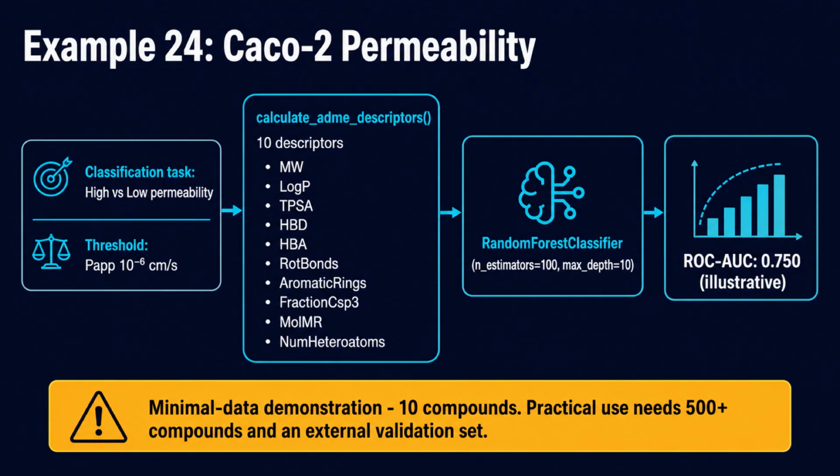Be honest about the scale here. The worked example runs on only 10 compounds and reports an illustrative ROC-AUC of 0.75. Practical work needs at least 500 compounds with experimental CACO-2 data and an external validation set.